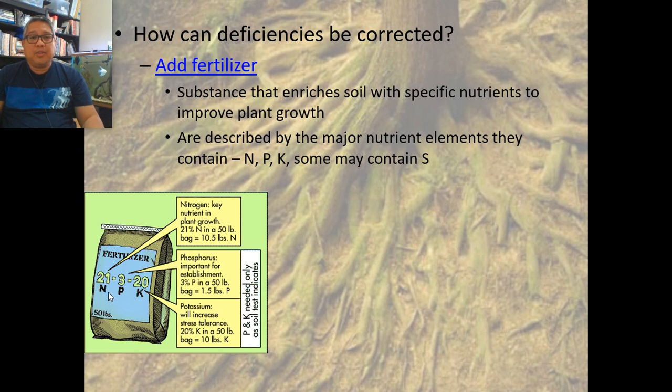Now, the first one will be, say, 21% nitrogen. So for this example, 21% nitrogen, NPK, right? 21 nitrogen, 3% phosphorus, and then 20% potassium. Okay.